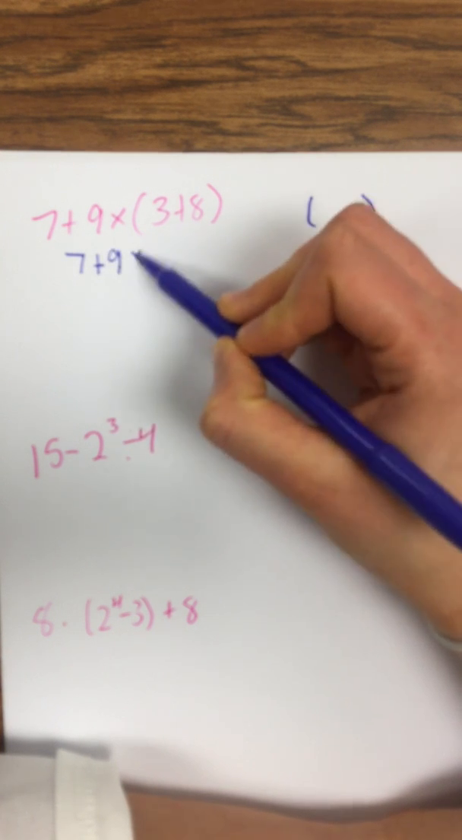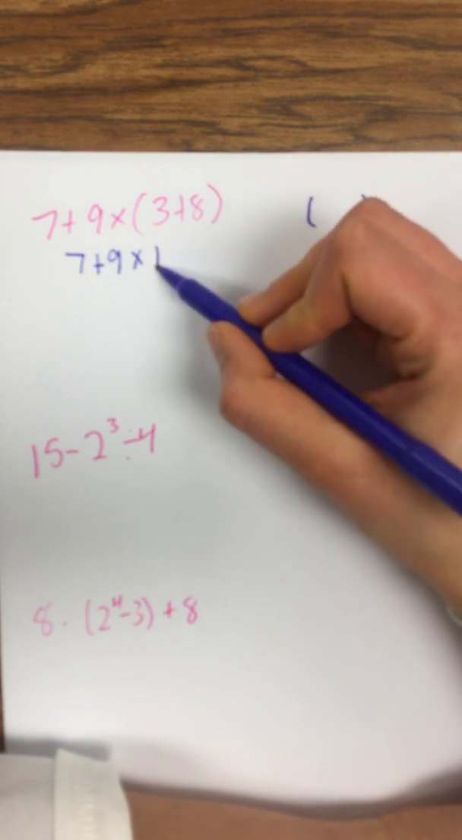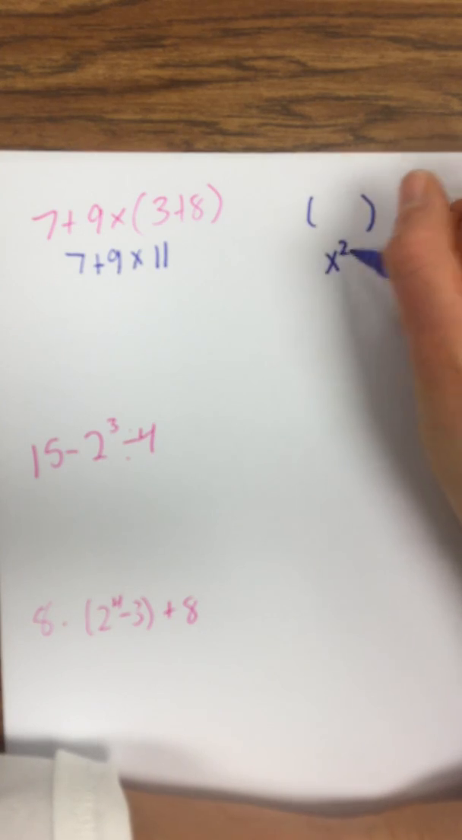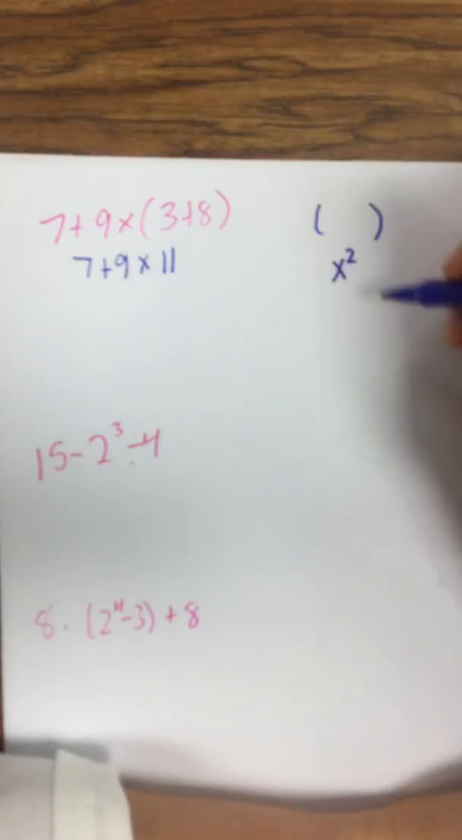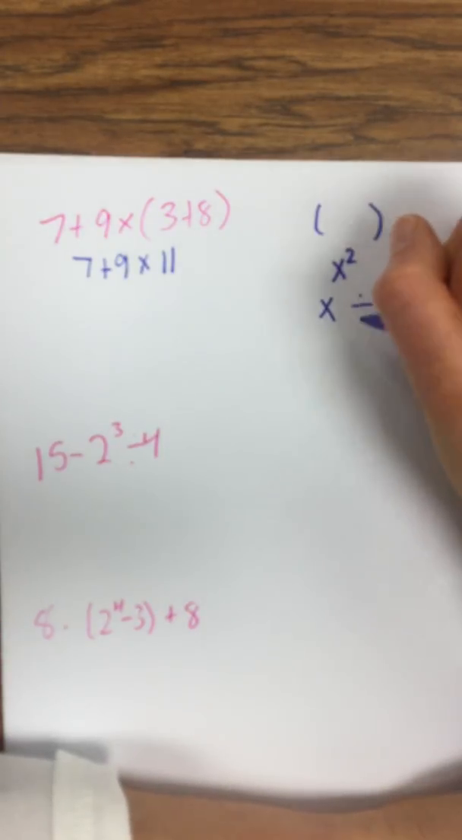7 plus 9 and then times. Go ahead and solve what's in the parentheses. I know that 3 plus 8 is 11, and we replace it with 11. The next thing I look for is the exponents. In this case, I don't have any exponents in my problem, so I move on to the next step. What you look for next is anything with multiply or divide.